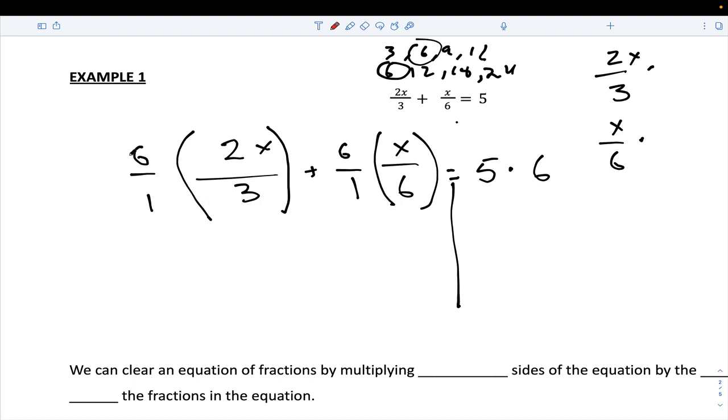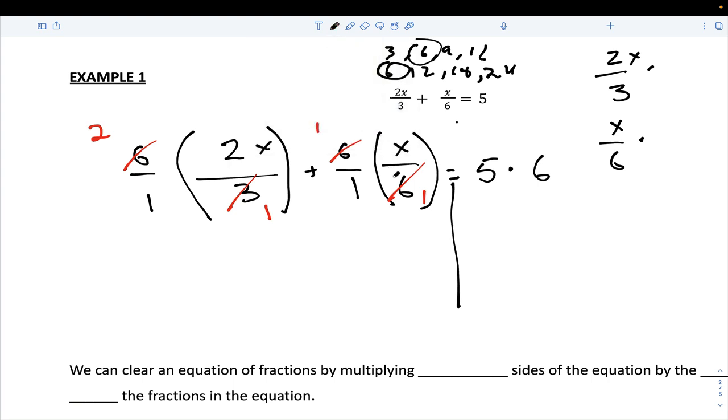Can I cross cancel now the 6 and the 3? Sure, let's see what happens. 6 and 3 cancel. 3 divided by 3 is 1. 6 divided by 3 is 2. 6 and 6 cancel. 6 divided by 6 is 1. 6 divided by 6 is 1. 5 times 6 is 30, so I don't cross cancel anything there.